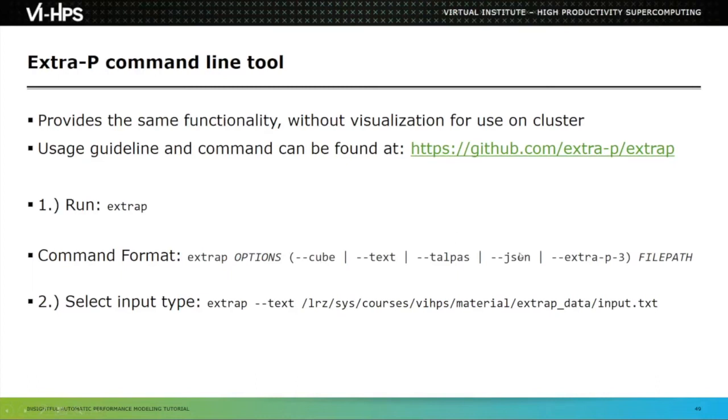After you specify the type of format that you want to read, you just need to provide the file path. So creating models can be as simple as that: having extrap, the type of the file that you want to model, and the actual file path where the input file you want to read is located.